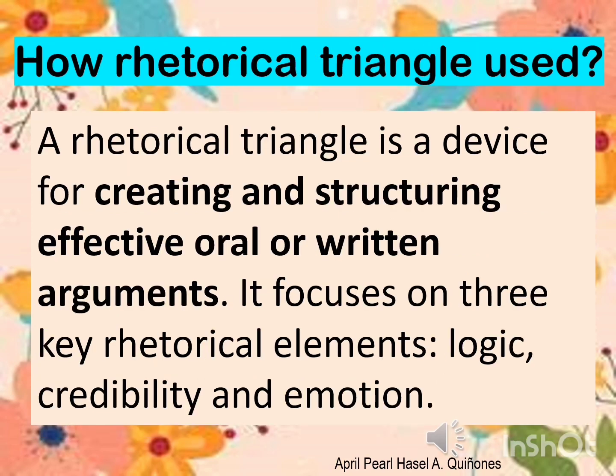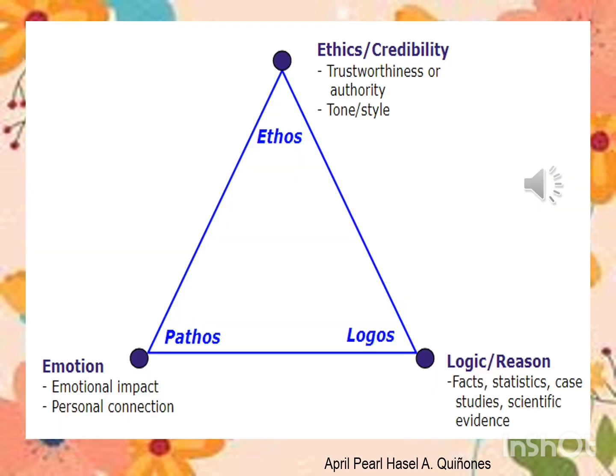How is the rhetorical triangle used? A rhetorical triangle is a device for creating and structuring effective oral or written arguments. It focuses on three key rhetorical elements: logic, credibility, and emotion. This is the illustration of the rhetorical triangle. Have you seen that ethos means ethics or credibility, pathos means emotion, and logos means logic or reason?